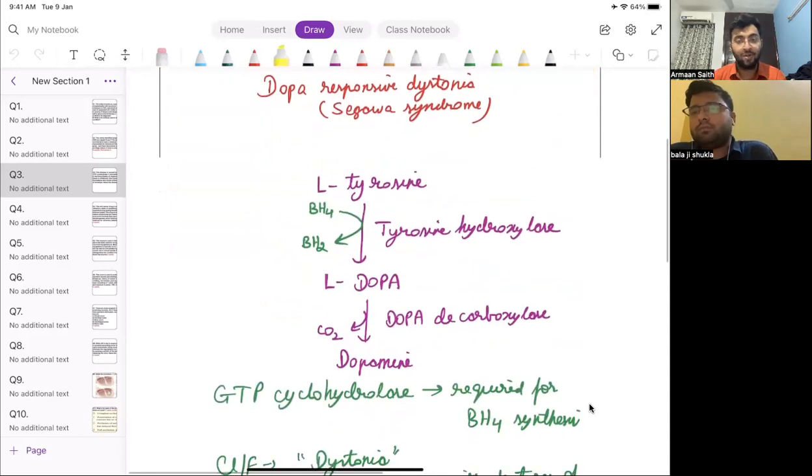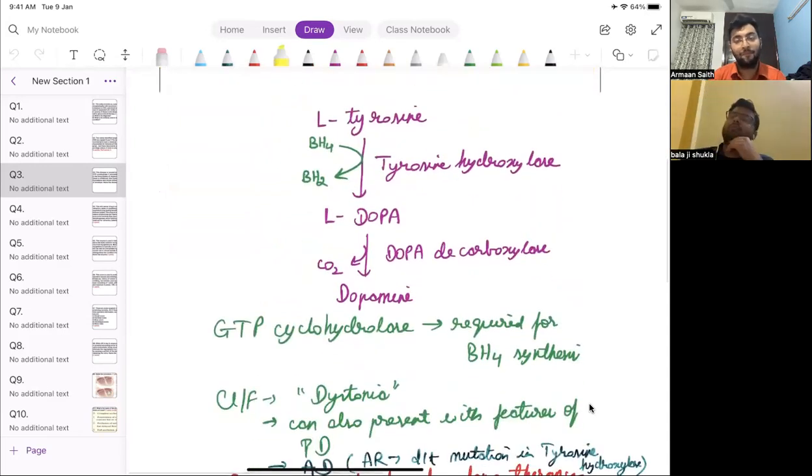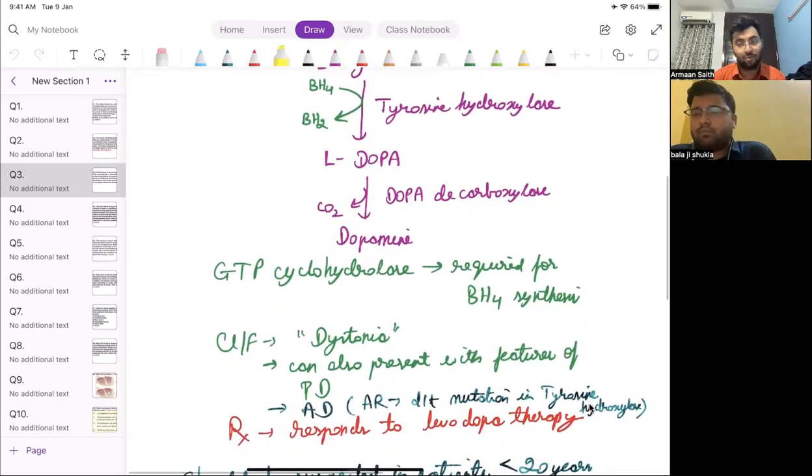This in front of you is the pathway of synthesis of dopamine. The precursor, as we all know, is L-tyrosine. And the first and the rate-limiting step is the step in which tyrosine hydroxylase acts to convert L-tyrosine into L-dopa. The cofactor for this is tetrahydrobiopterin, which is converted to dihydrobiopterin. And GTP cyclohydrolase is an important enzyme required for tetrahydrobiopterin synthesis. Therefore, if it is missing, then there will be dopamine deficiency, which will present typically as dystonia.